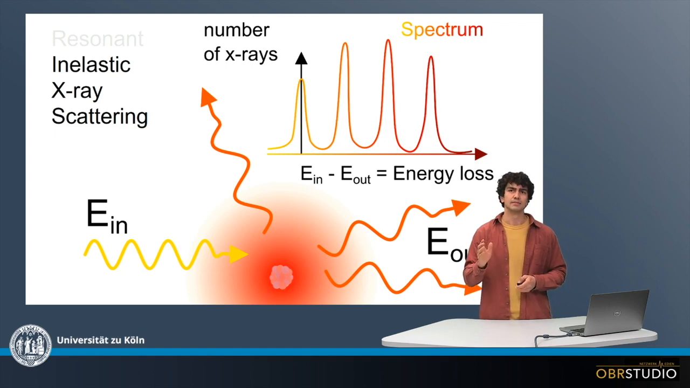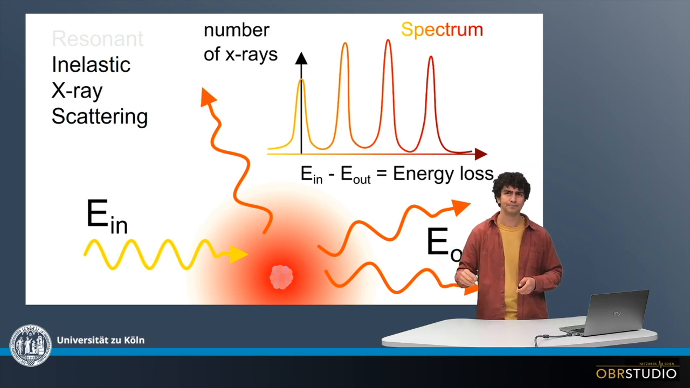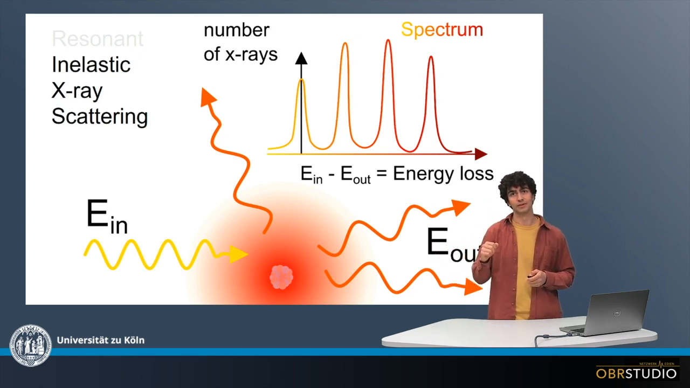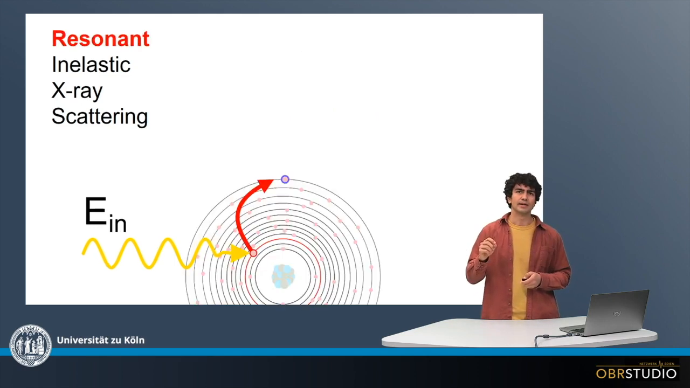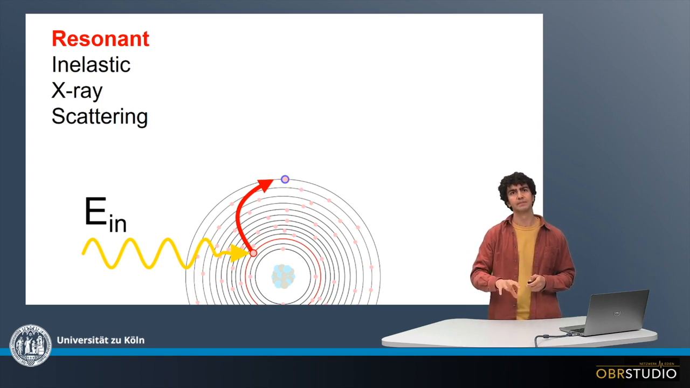We quantify this process by counting the number of X-rays that lost a certain amount of energy. So we draw what we call a spectrum. But the peculiarity of our technique is in the word resonant. Resonant means that the energy of the incoming X-ray is in resonance with the excitation of an electron from a very deep state, very well bound to the nucleus, into the valence shell.